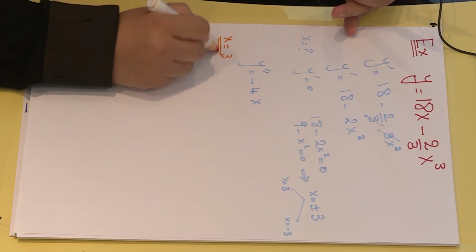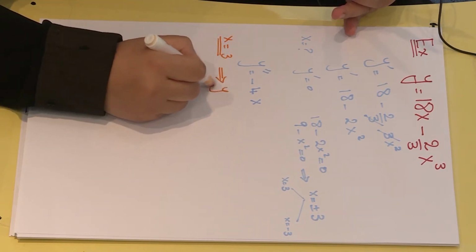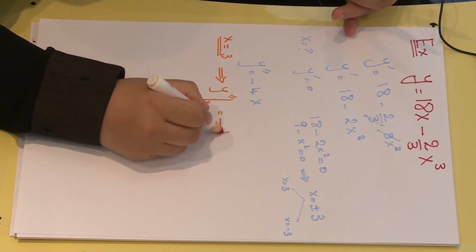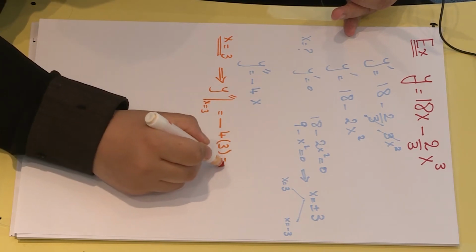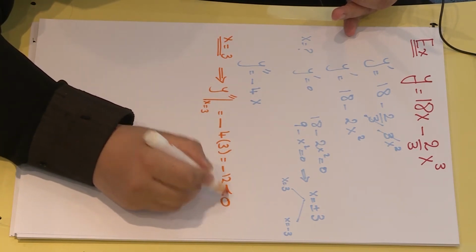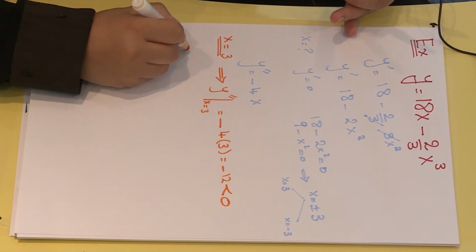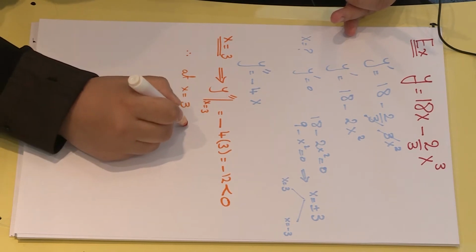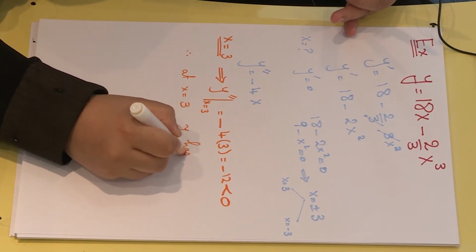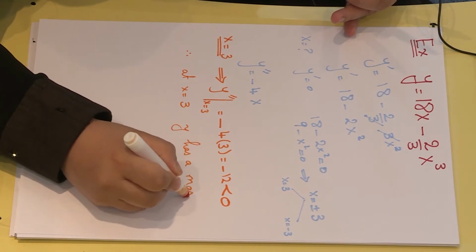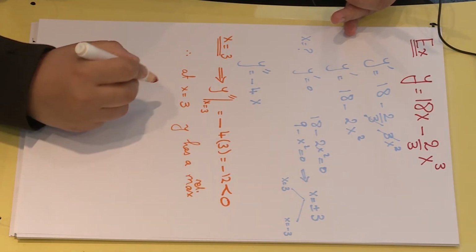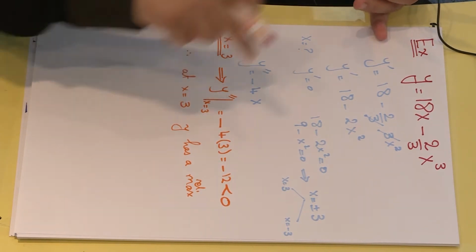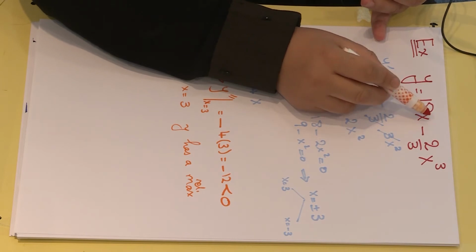At x equals 3, y double prime evaluated at x equals 3 is equal to minus 4 times 3, which is minus 12, less than 0. Less than 0 tells us that at x equals 3, y has a relative maximum. Okay, and we can calculate the maximum value if we wish by taking the 3, going back to the original function and substituting.